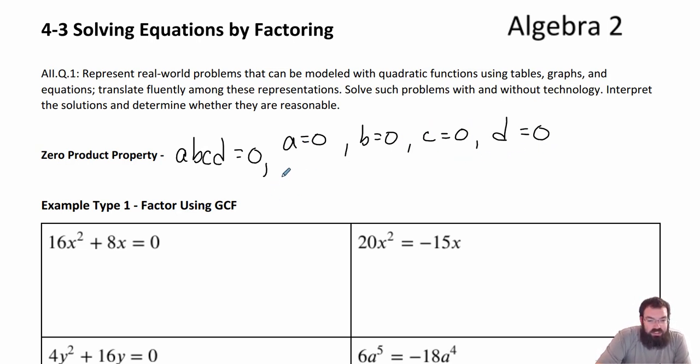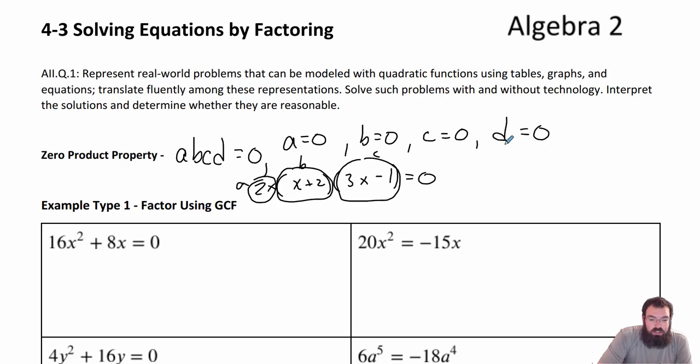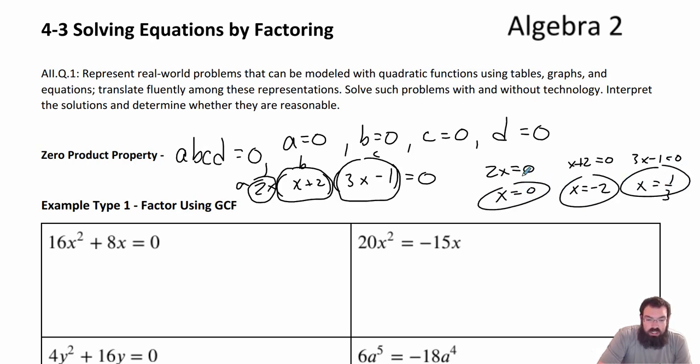So an example of that is if I have x plus 2 times 3x minus 1, all of that times 2x, and that's equal to 0. This is our A, this is our B, and this is our C. So I would set them all up: A equals 0, B equals 0, and C equals 0. And then I would divide and solve for x. So this is x equals 0, x equals -2, and x equals 1/3. Those would be the answers that I'm looking for. And we're going to do some practice problems.